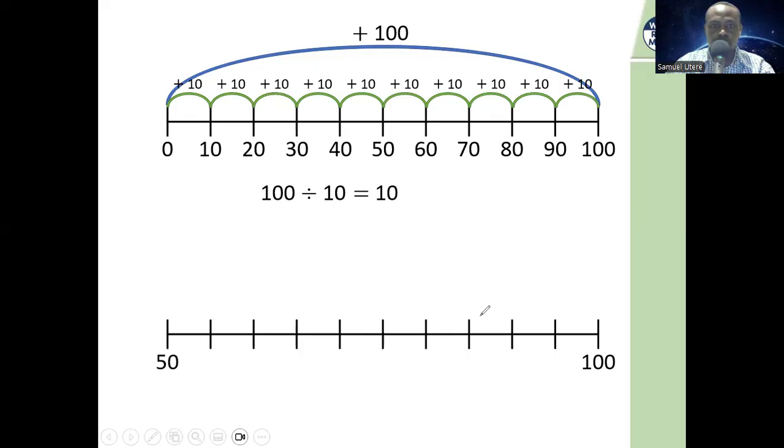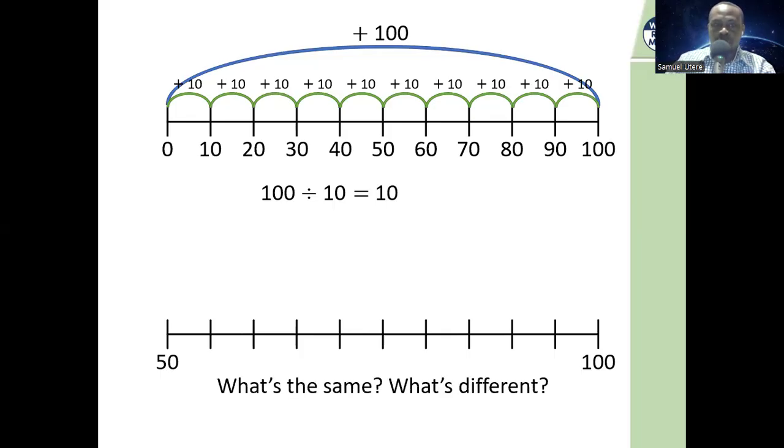Okay, what about this one? What do you notice? What's the same and what's different? Well, I'm sure you have spotted the way I spotted it straight away that the number line has the same number of intervals as the one above, but the number it starts with is different. It starts with 50. So we use the same method.